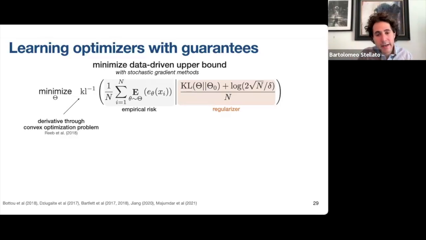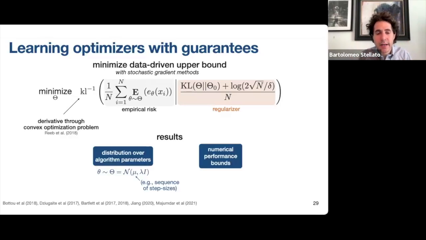And what do we obtain after these schemes? We obtain a distribution over the algorithm parameters, which is, for example, a Gaussian where mu is the optimal sequence of step sizes from iteration 1 to k. Then we have a variance lambda, which is just the variance of the distribution that we can pick, obtained directly from these minimization schemes. And then we also have numerical performance bounds, that is, the value of the objective after the stochastic gradient procedure, which gives you a tight representation of the worst case behavior of these schemes.